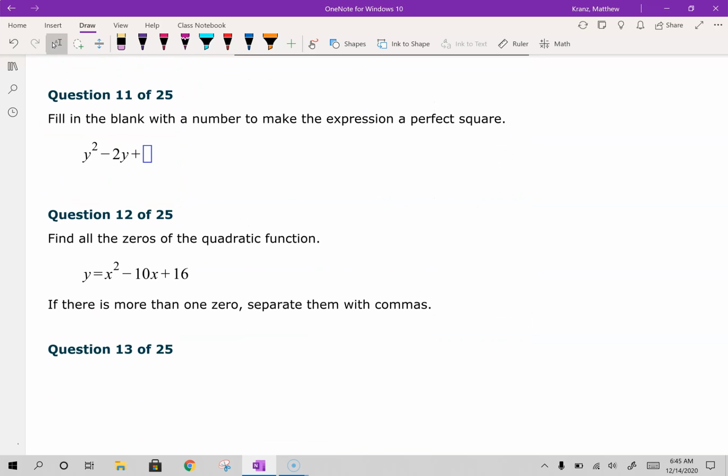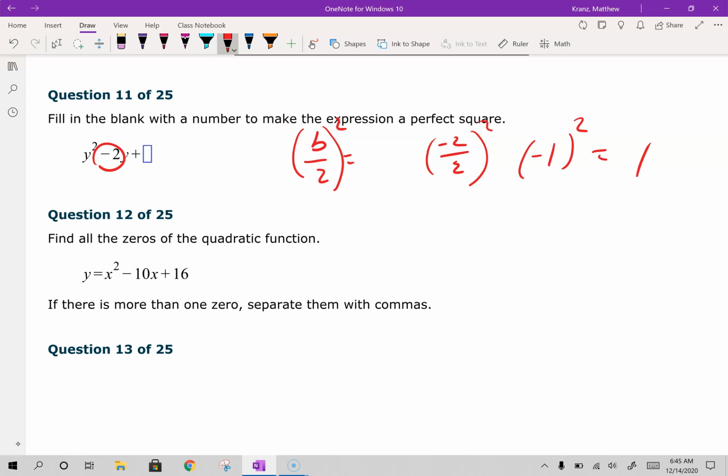Fill in the blank with the number to make the expression a perfect square. So we need something to make a perfect square. Remember, we take b and divide it by 2, right? And then we square it. So b in this case is negative 2. So negative 2 divided by 2, all squared. Negative 2 divided by 2 is negative 1 squared, which is 1. So the answer is 1.